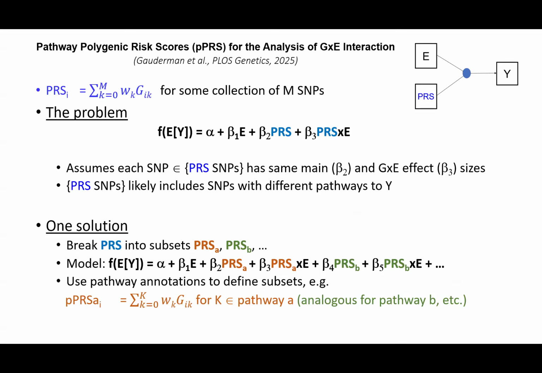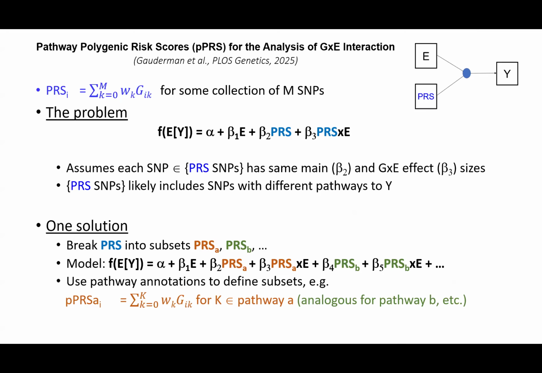The problem I see is that a PRS is a mix of a lot of different SNP effects, some of which may have an environmental modifying effect. Most of them probably don't. So this one PRS is probably diluting some underlying gene environment effects. So we've been thinking about breaking that PRS into subsets.